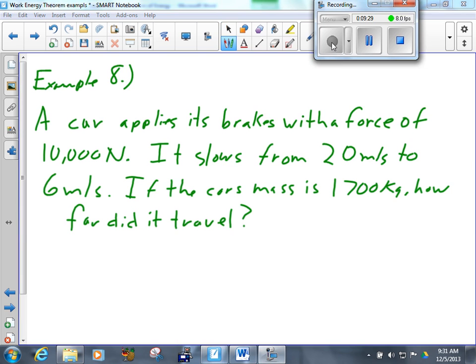I've had one like this on an old IB exam back when we had Science 10 IB, so it would be like an AP kind of question. A car applies its brakes with a force of 10,000 newtons, causing it to slow from 20 meters per second to 6 meters per second. If the car's mass is 1,700 kilograms, how far does it travel as it slows?